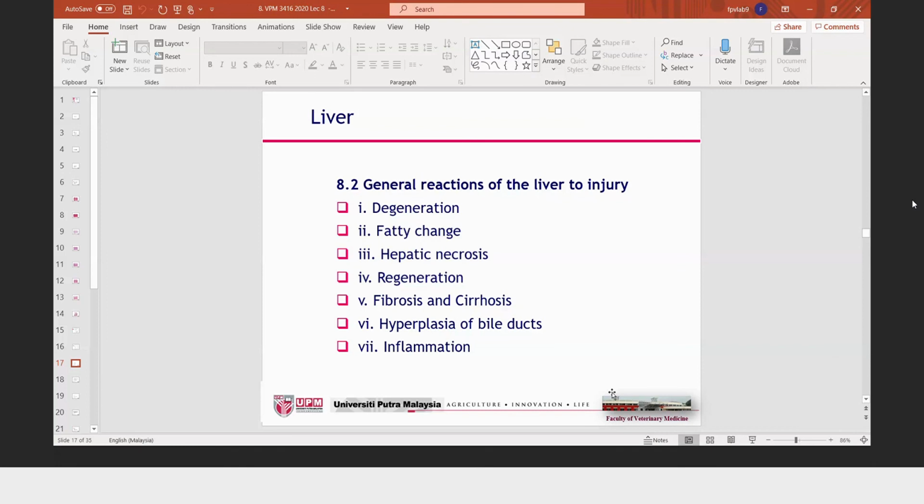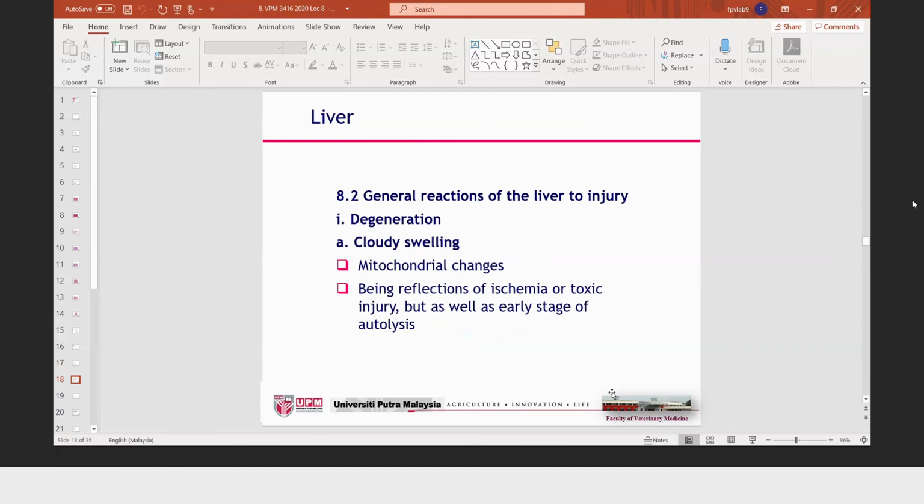Hepatic parenchyma will undergo fibrosis, and when the fibrosis is severe, we call it cirrhosis. I think with cirrhosis, in general pathology you sometimes refer to it as nutmeg liver. Okay. Then another response is hyperplasia of the bile ducts, hyperplasia and proliferation of the bile ducts. And finally, we have inflammation, or hepatitis.